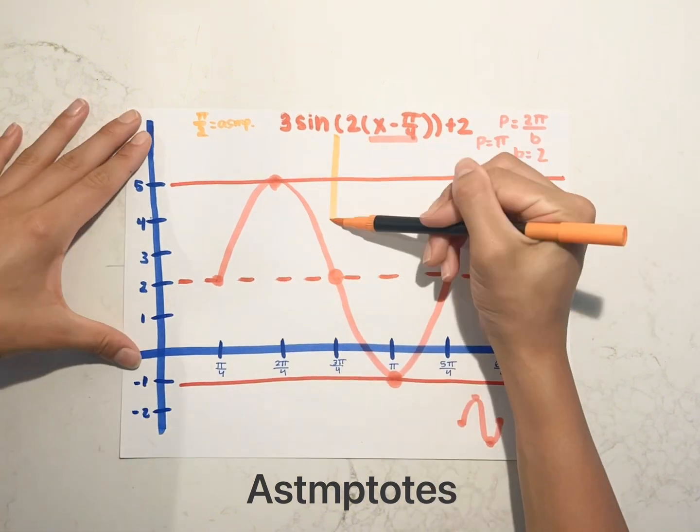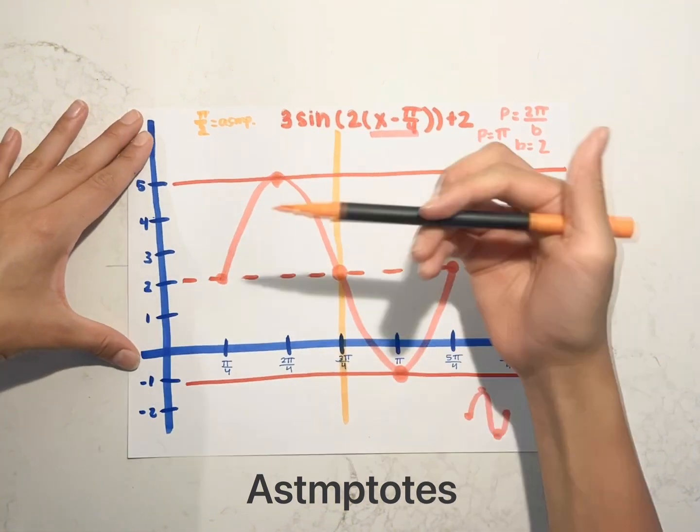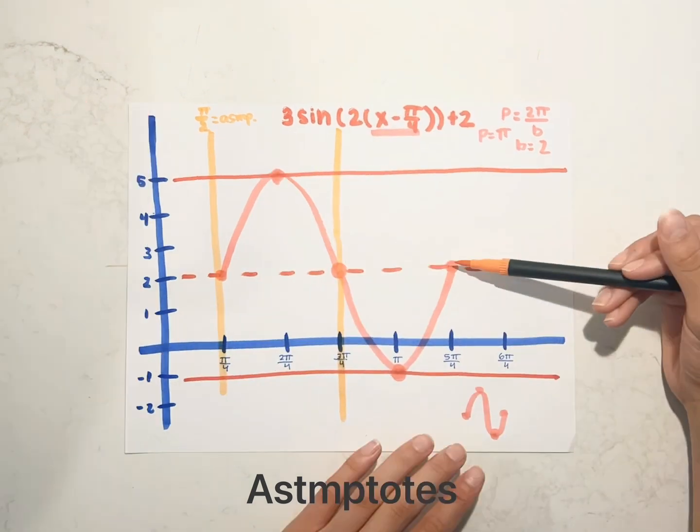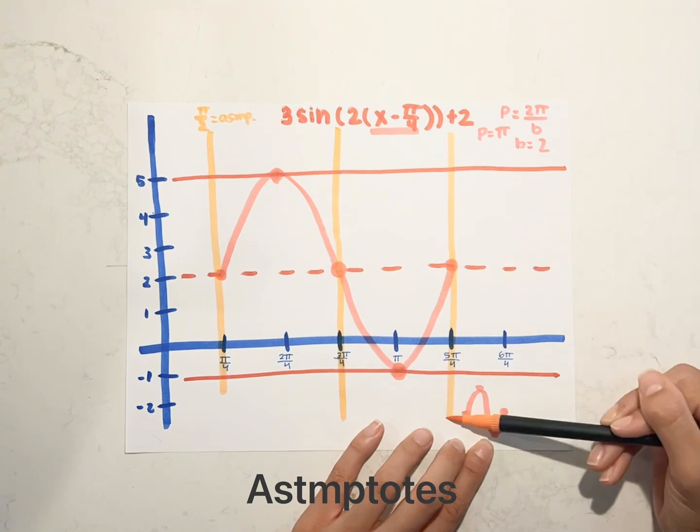So as you can see, we went pi over 2, and then we made our orange asymptote, and then we went back to our beginning to make sure we marked it as well. Then we went another pi over 2 and marked another asymptote.